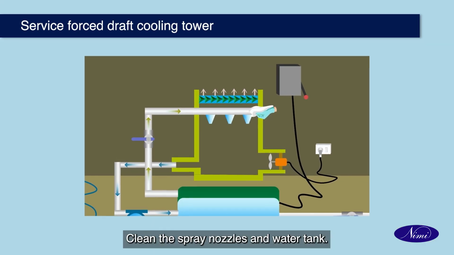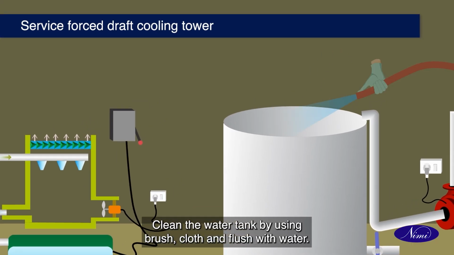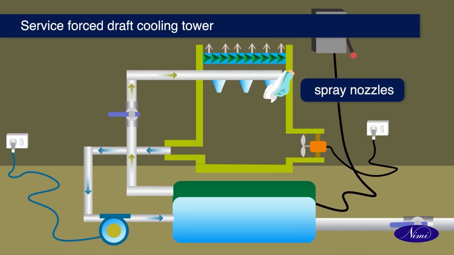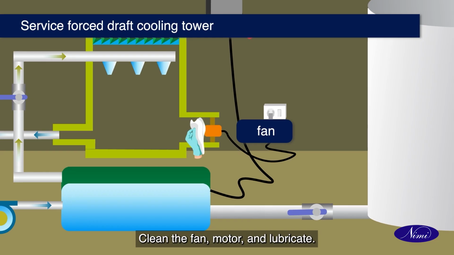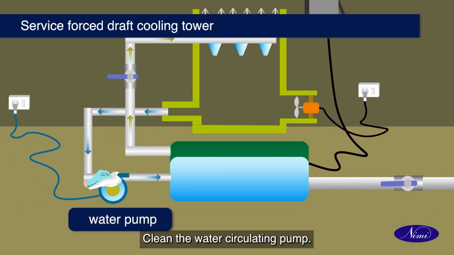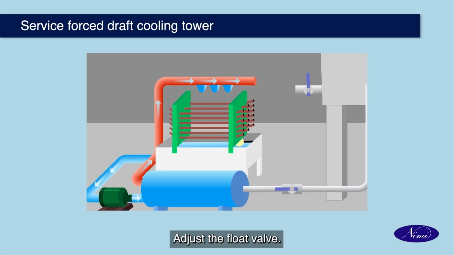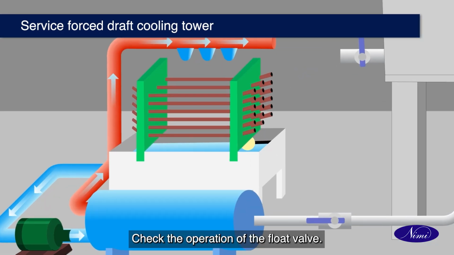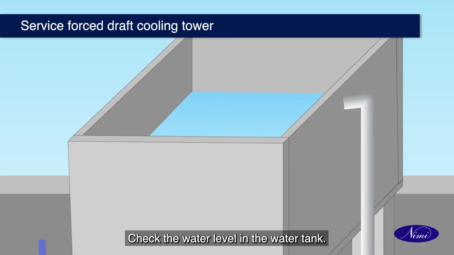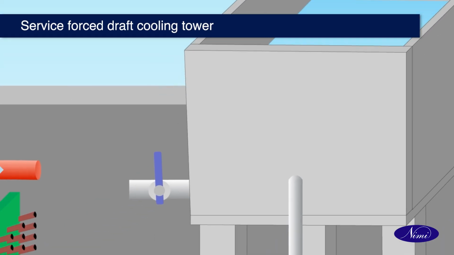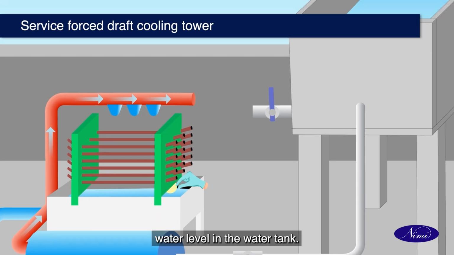Clean the spray nozzles and water tank. Clean the water tank by using brush, cloth and flush with water. Clean the spray nozzles. Clean the float valve. Clean the eliminators. Clean the fan, motor and lubricate. Clean the water circulating pump. Service the water pump. Clean the impeller. Adjust the float valve. Check the operation of the float valve. Check the water level in the water tank. Adjust the float valve if necessary to maintain the water level in the water tank.